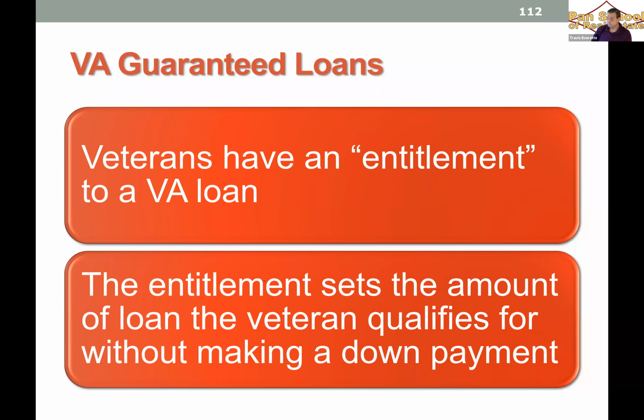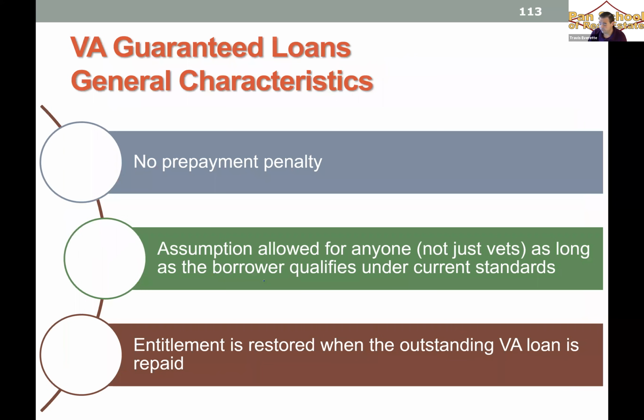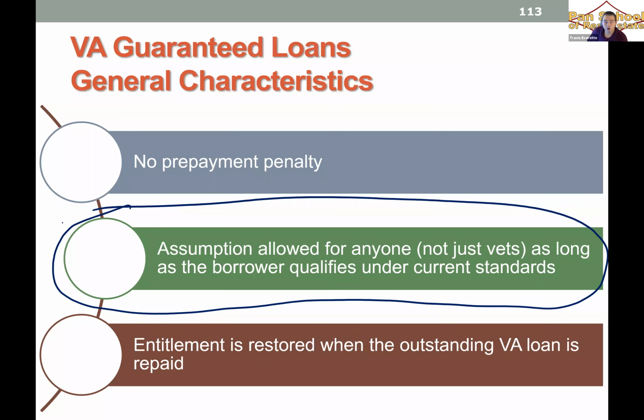All right. That entitlement sets the amount that the veteran is qualified to borrow, and they get it back if they pay the loan off. As soon as the loan is paid off, they get their entitlement back. One of the most common test questions that people miss about VA loans is this one right here in the middle. They are assumable, and they can be assumed by non-veterans. Now, a non-veteran cannot take out a VA loan, but any of you can assume a VA loan as long as the veteran is willing to allow you to assume their loan.